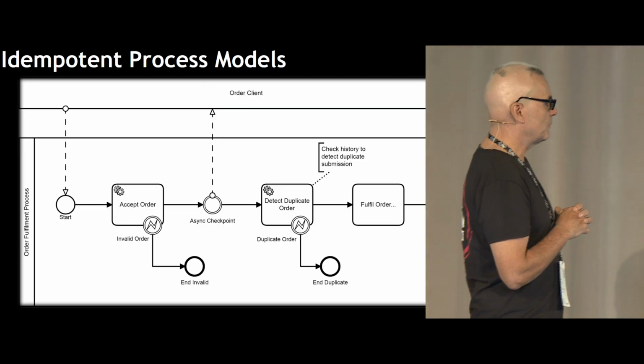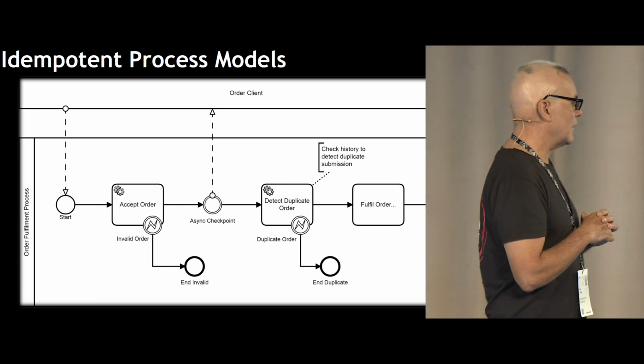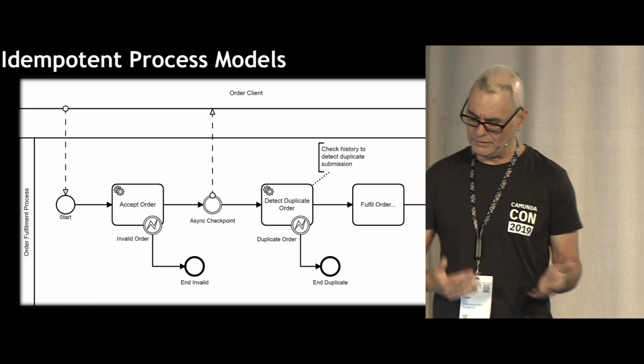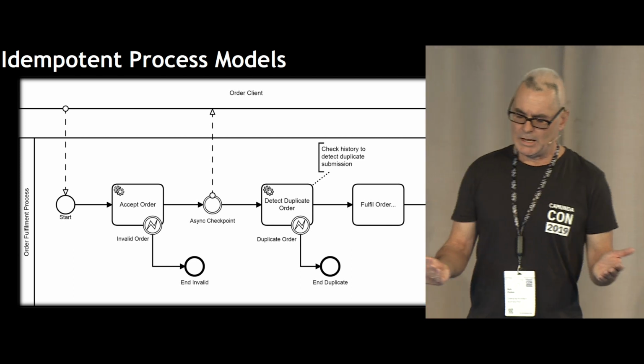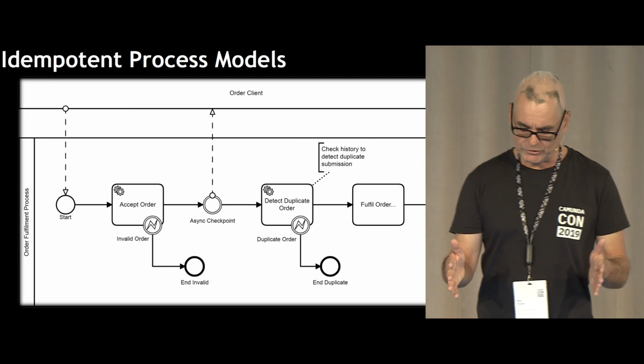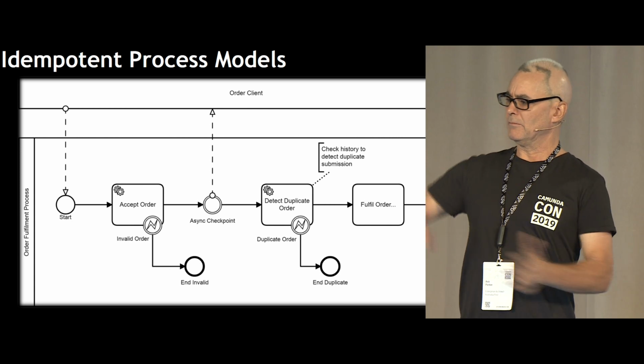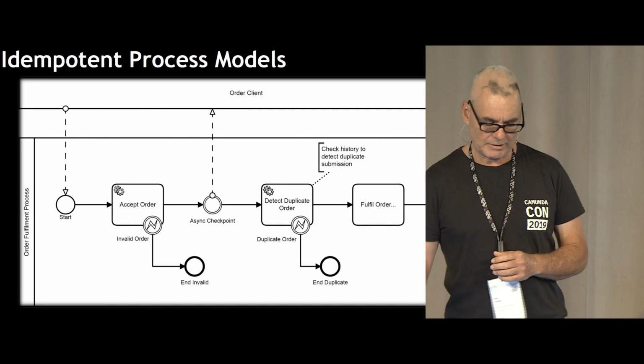So here's a very simple process. The idea is the client submits an order, we validate the order and we accept the order. There's some detect duplicate code, which I'll go through in a minute. And if it's a valid order and it's not a duplicate, we go through and we complete the process. And that's a happy path.